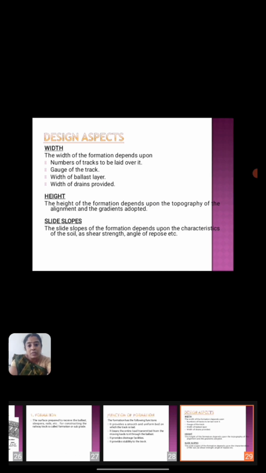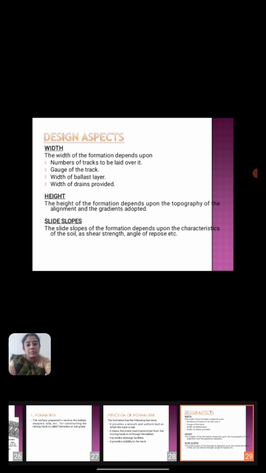Design aspect. So how we have to provide the width, height, and side slopes. By considering the width, we have to see the number of tracks to be laid. So how many tracks are going to be laid? We have to consider the width, the gauge of the track, and then the width of the ballast, for how much width we are providing the ballast layer, and then the width of the drains. And when going for the height, from the height of the train to the depth of the formation, how much height is there? It depends on the topography and alignment of the surface.